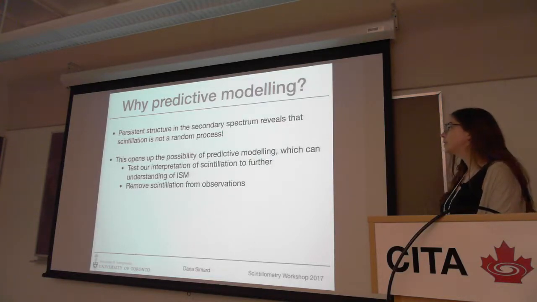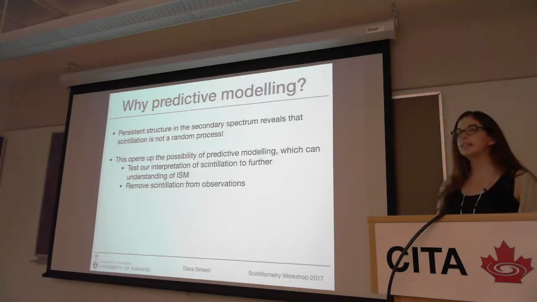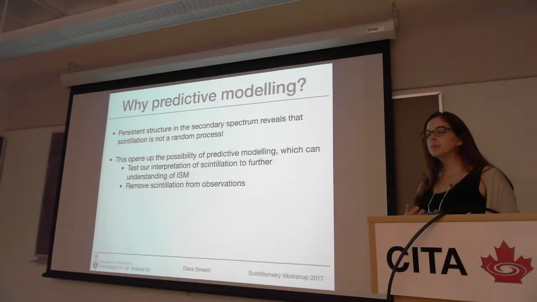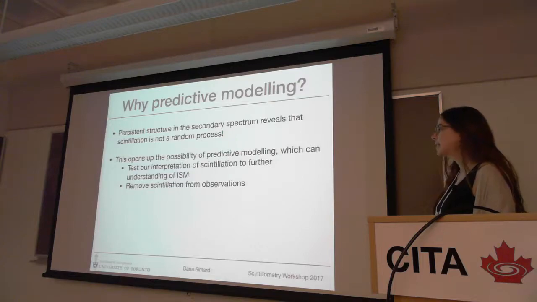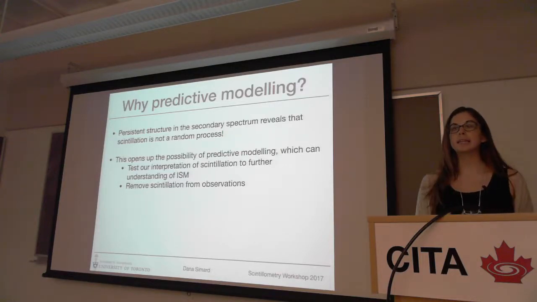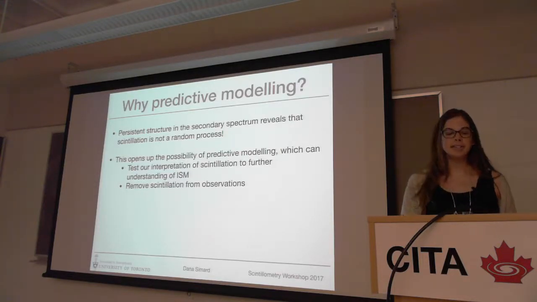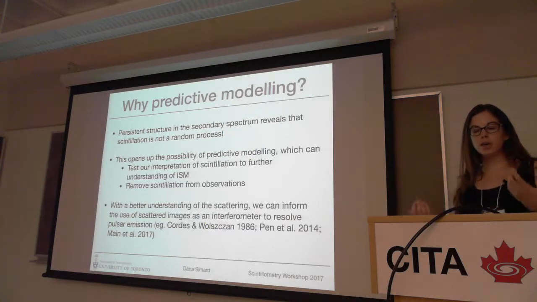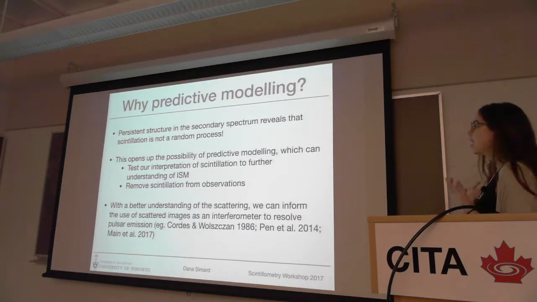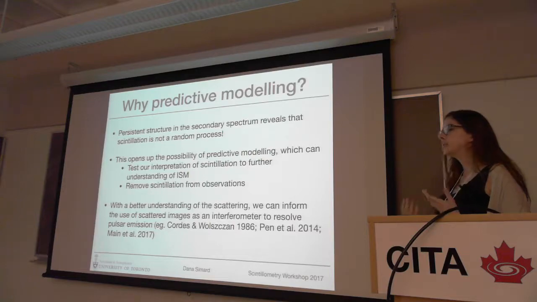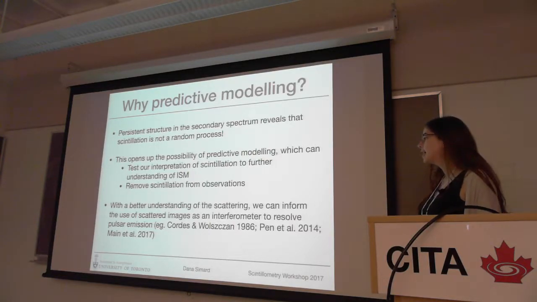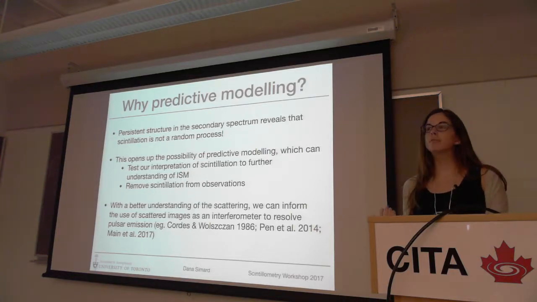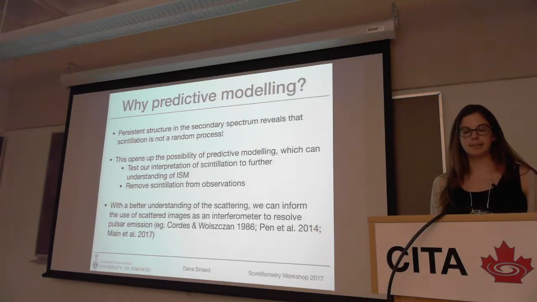But if we can predict scintillation, then we also have a tool that may allow us to remove scintillation from our observations. And so we can improve things like pulsar timing by better understanding scintillation. And we can also use an understanding of scintillation to inform scintillometry, or this use of the scattered images as an interferometer to learn more about the pulsar emission itself.